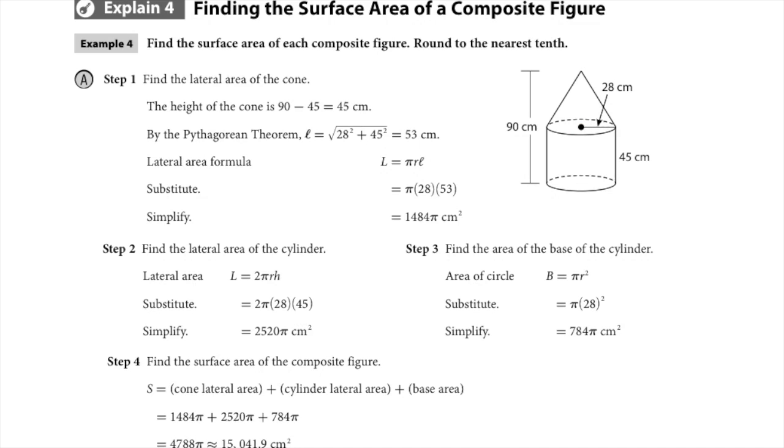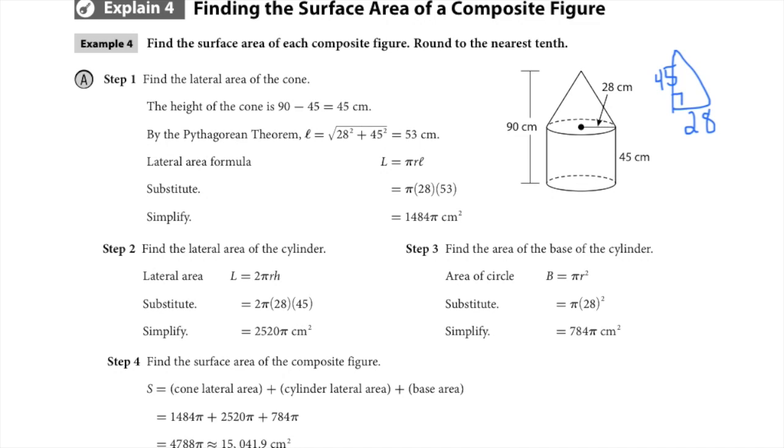To get the height of the cone, using a right triangle with 28 and 45 as legs, and plugging into the Pythagorean theorem, we need to find the hypotenuse there. So the square root of 28 squared plus 45 squared is going to be 53 using a calculator. If the slant height is 53 and the radius is 28, then we've got 1,484 pi, multiplying that out. Again, keeping it in terms of pi.